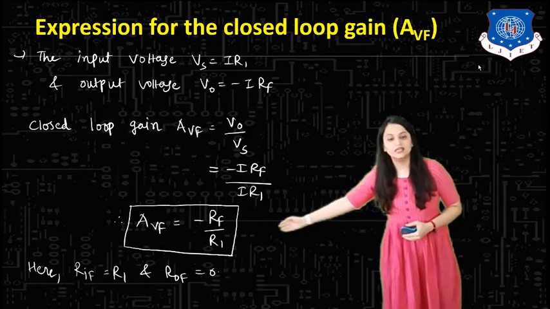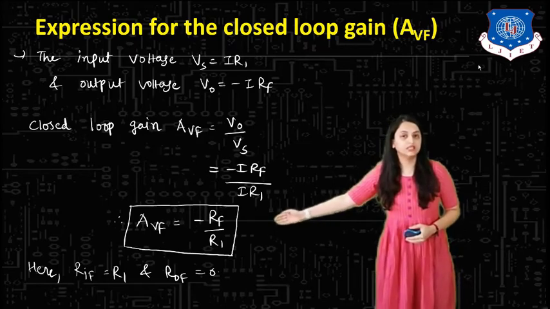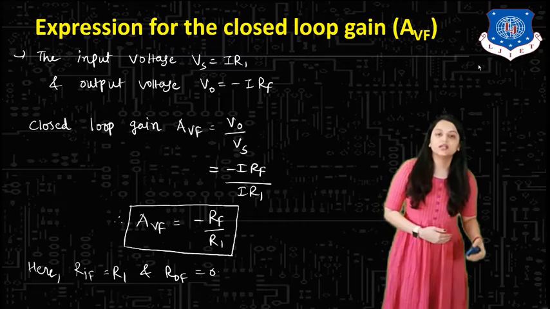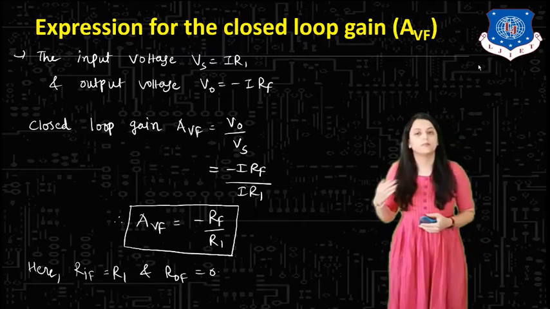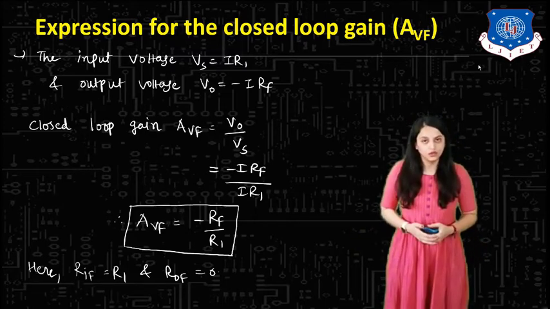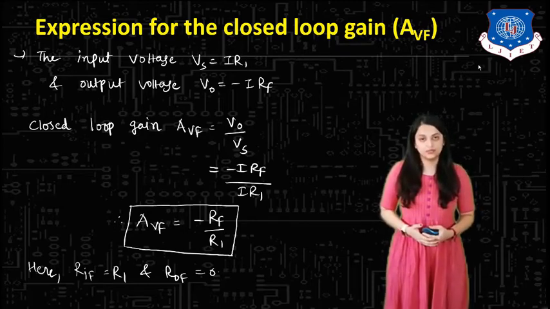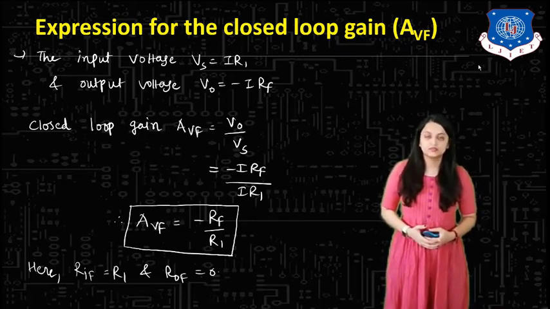Here the negative sign indicates that we are obtaining the equation for the inverting case. That's why we are getting the inverted amplified output as compared to the input. Okay, this formula may be used in the examples also, so remember this.